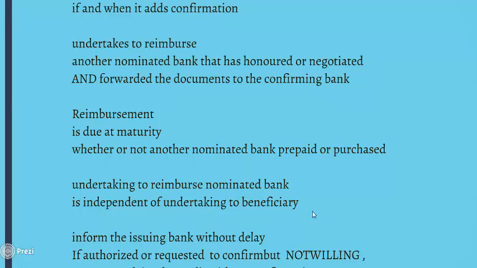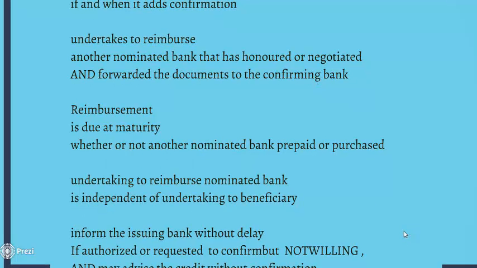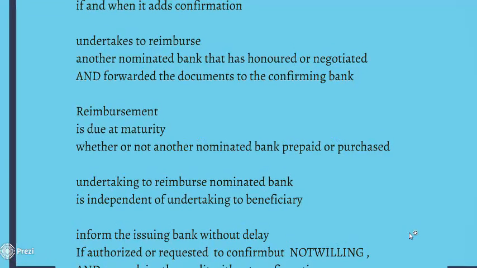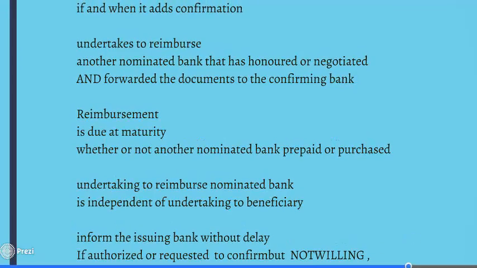In case the confirming bank is not willing to act as per the nomination, the request and authorization to add confirmation will come from the issuing bank to the nominated bank as a bank-to-bank instruction under a credit, or the credit may say in the confirmation field in SWIFT, may add or with. If that is the case, and if the confirming bank is not willing, then they have to inform the issuing bank. If authorized or requested to confirm but not willing, they should inform the issuing bank, and they may advise the credit without adding confirmation. The confirming bank may advise the credit without adding confirmation.